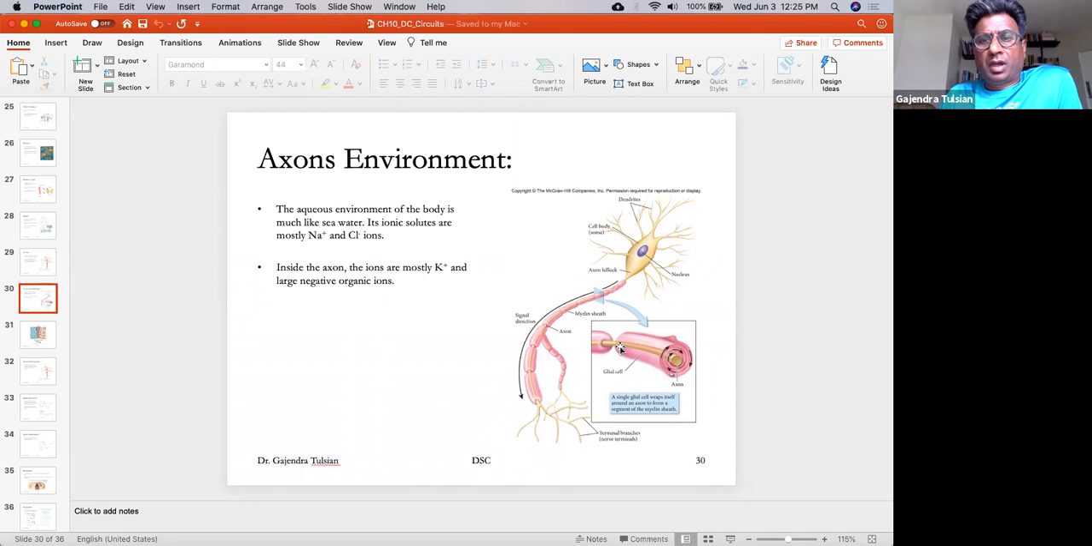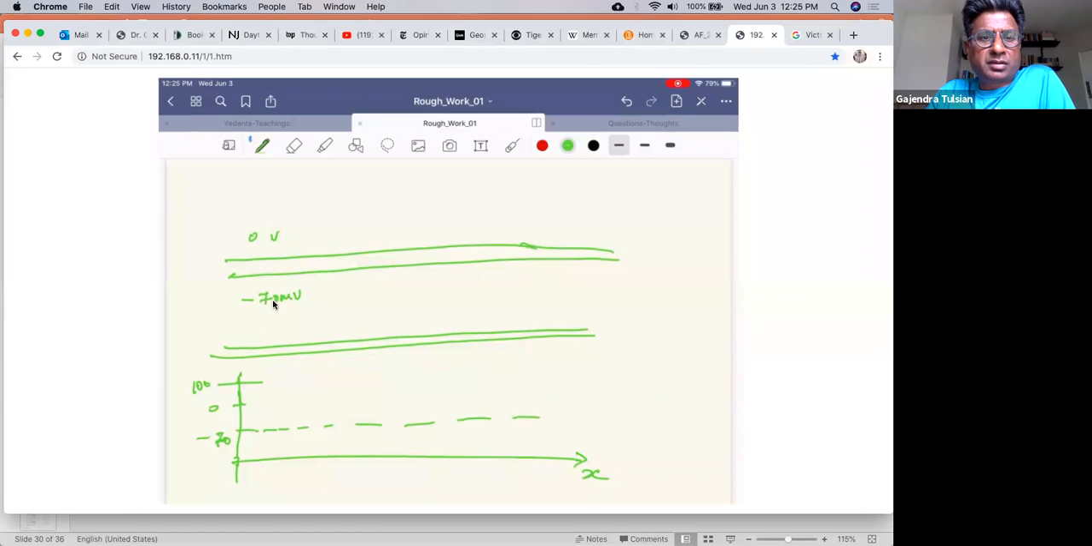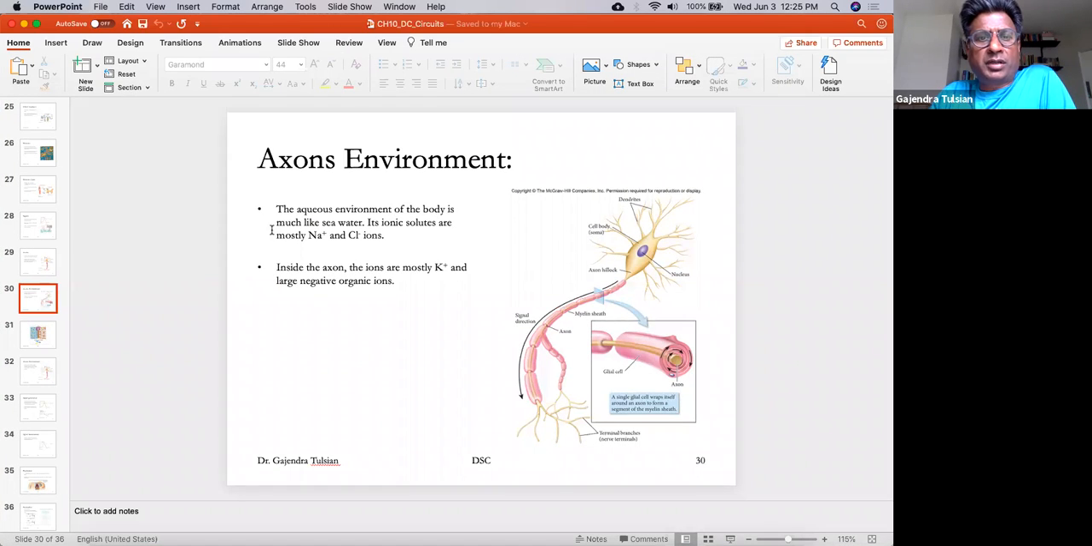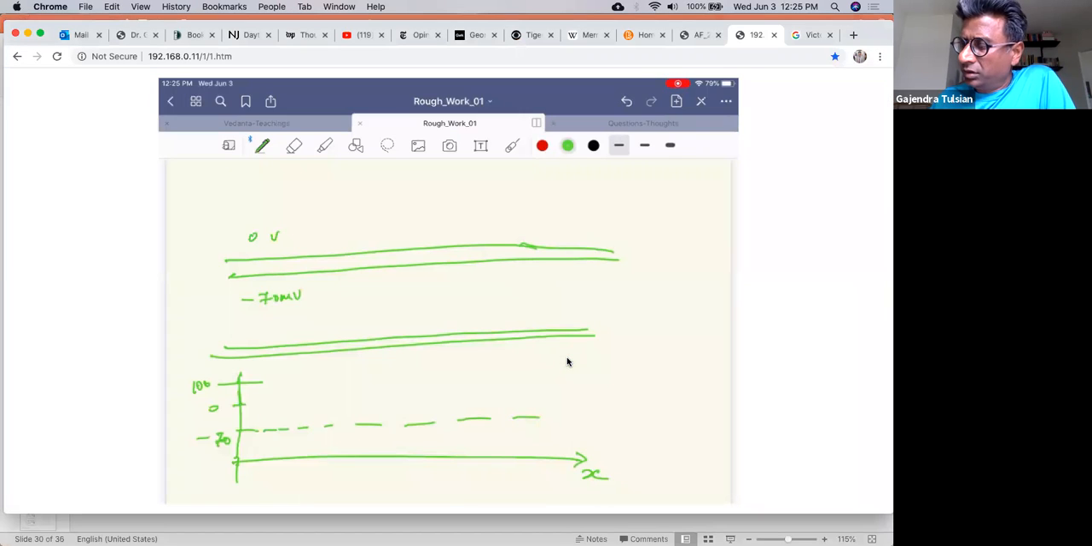Now, what I'll do is show you how this minus 70 millivolts is generated. The aqueous environment of the body is much like seawater. Its ionic solutes are mostly sodium and chlorine ions. So here's the axon. This is the inside, and that's the outside of the cell. And the outside of the cell is mostly sodium and chlorine.